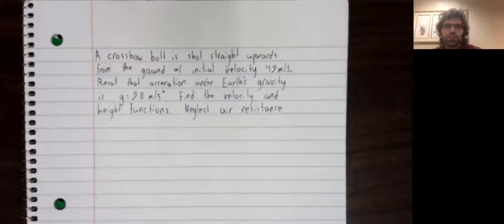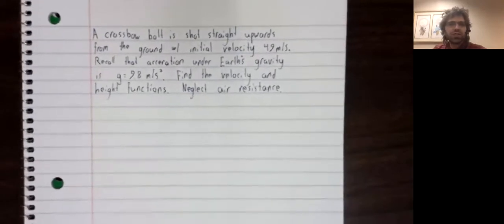In calculus, we ordinarily do examples involving position, velocity, and acceleration. Let's recall the sort of examples we do. Example: a crossbow bolt is shot straight upwards from the ground with initial velocity 49 meters per second. Recall that acceleration under Earth's gravity is g equals 9.8 meters per second squared. Find the velocity and height functions. Neglect air resistance.